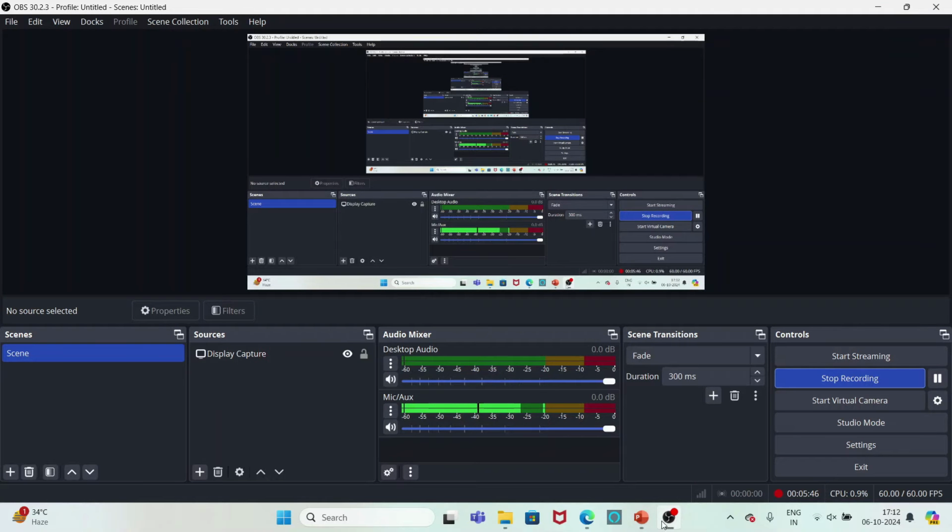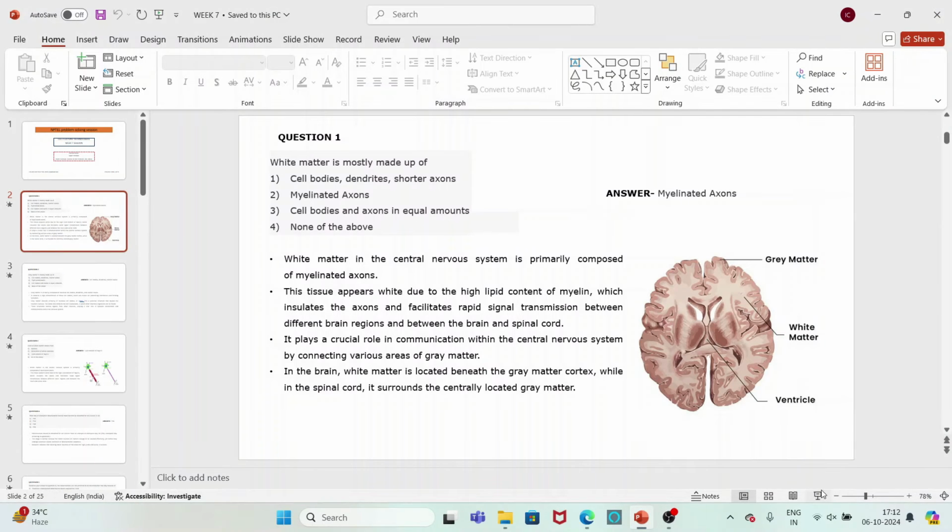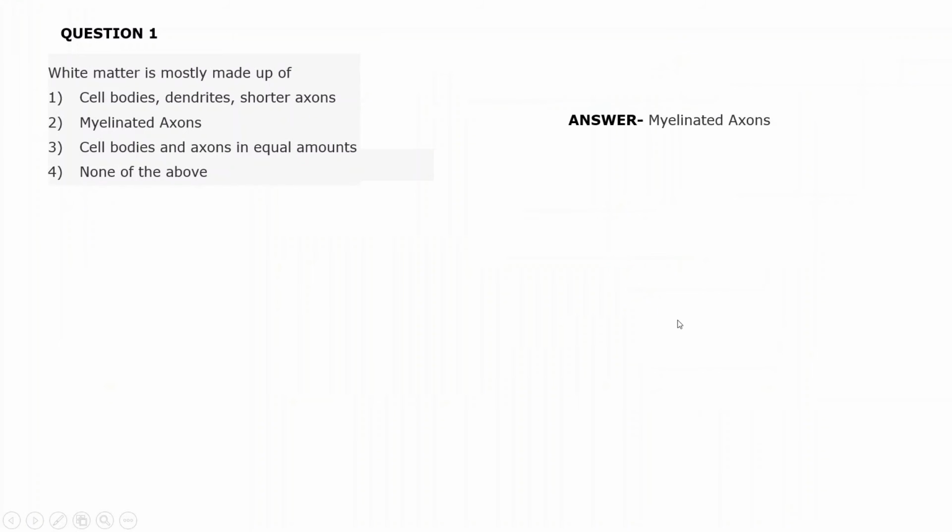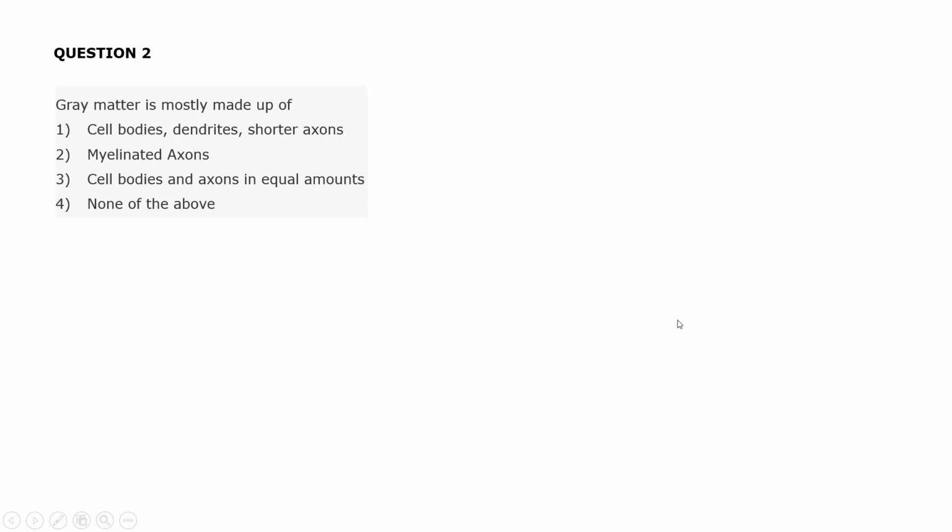So I think the answer is clear, so I will just move on to the next question. Coming to question number 2: gray matter is mostly made up of cell bodies, dendrites or shorter axons; second option, myelinated axons; cell bodies and axons in equal amount; or none of the above. Which might be the answer?